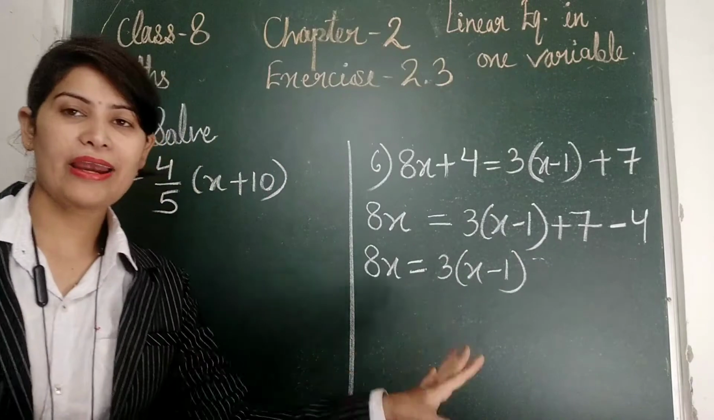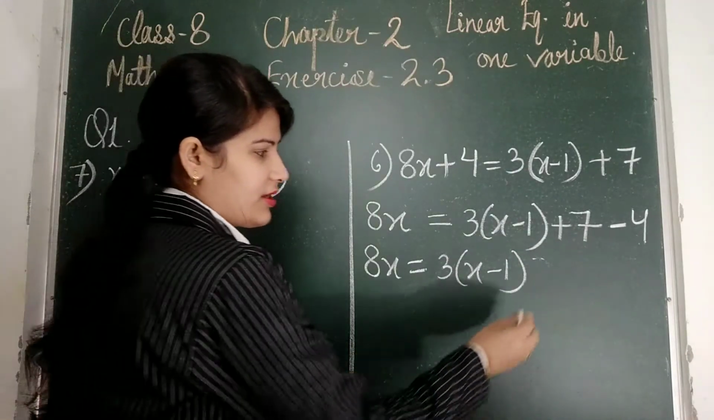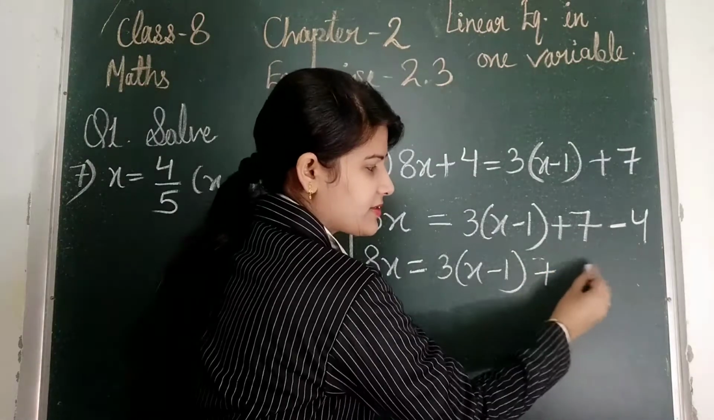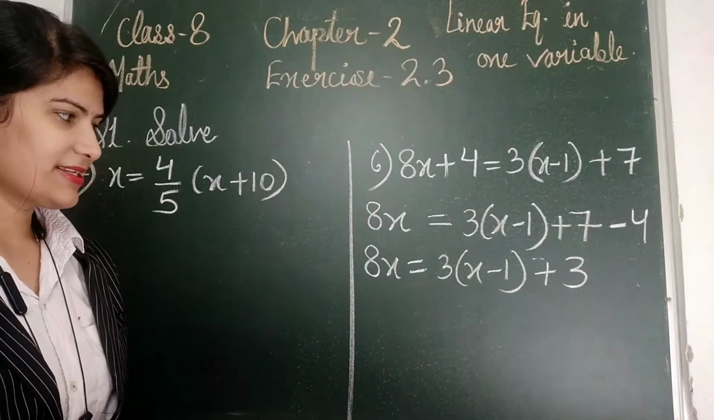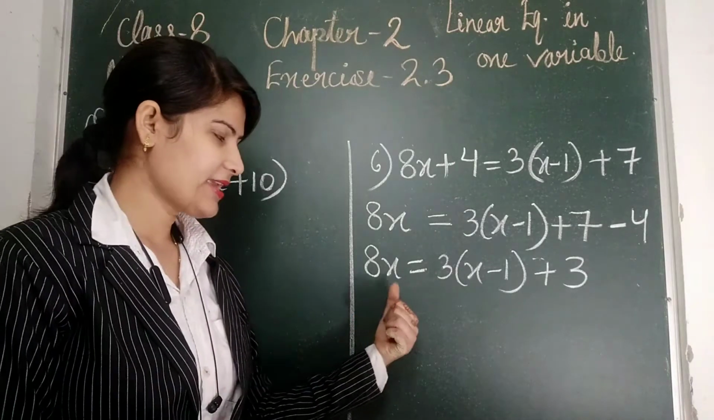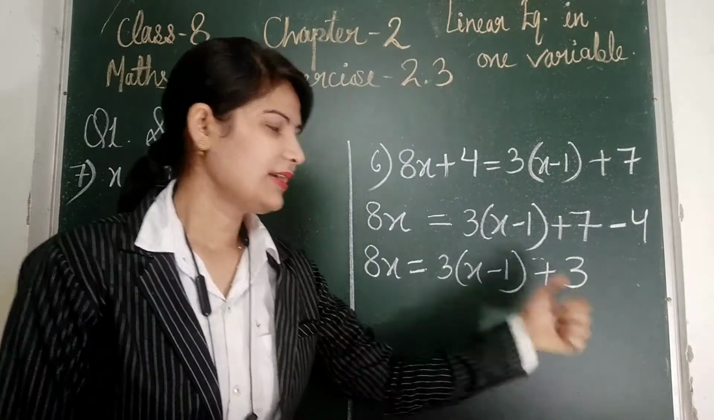Now 7 minus 4, what will you get? 3, right? 7 minus 4, you will get 3. Now what is the next digit? Here 8x equal to 3x minus 1 plus 3.